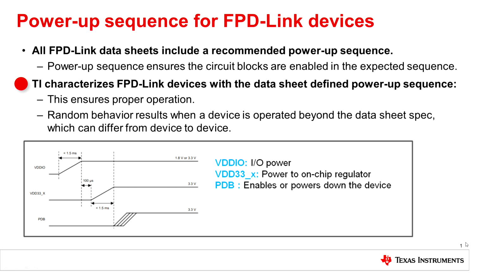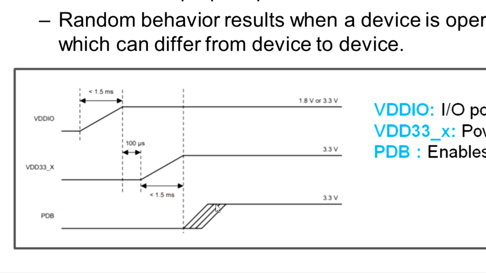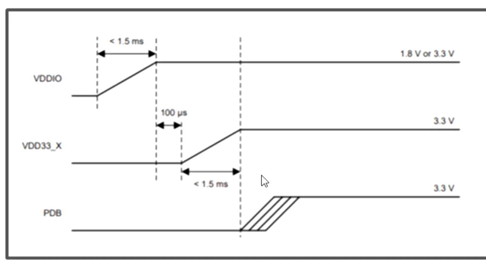Please note that this differs from one device to another because some devices have different tolerance to noise or application conditions than other devices. As you can see, this is the power-up sequence diagram for the DS90UB926. Your VDD-IO powers up first, and then after 100 microseconds, your VDD-33 powers up next. Once both VDDs are settled, your PDB powers up, which enables your device, and your device starts operating.